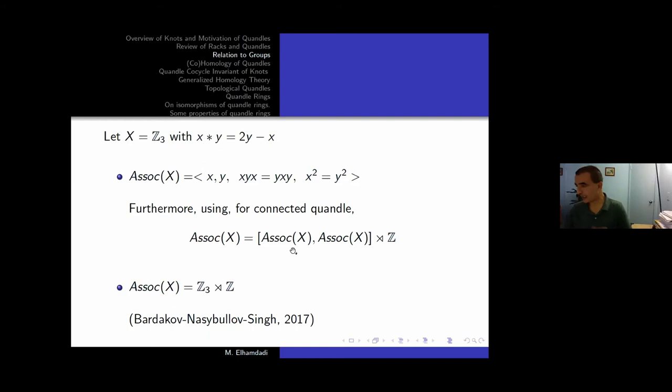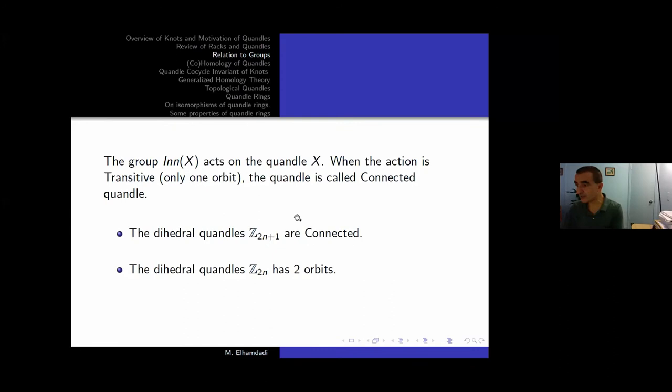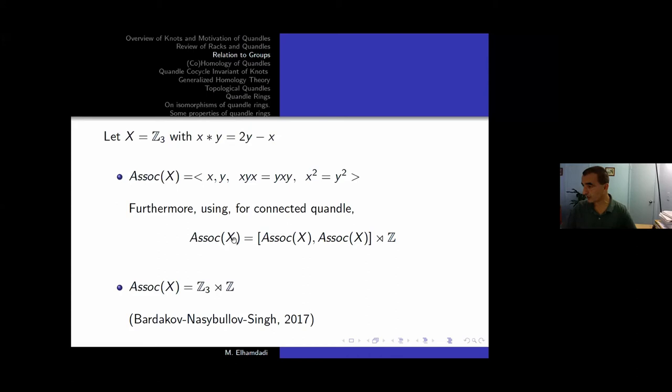I think Van der Meen proved that for connected quandles. Okay, let me say what a connected quandle is. Yes, this is the definition of a connected quandle. You have the inner group acting on the quandle. If the action is transitive, meaning you have only one orbit, the quandle is called a connected quandle. Then, if you have a connected quandle, the associated group of the quandle is a semi-direct product of its commutator subgroup with the integers. Bardakov, Nasibulov, and Singh in 2017 proved that the associated group of the dihedral quandle R3 is Z3 semi-direct product with the integers.